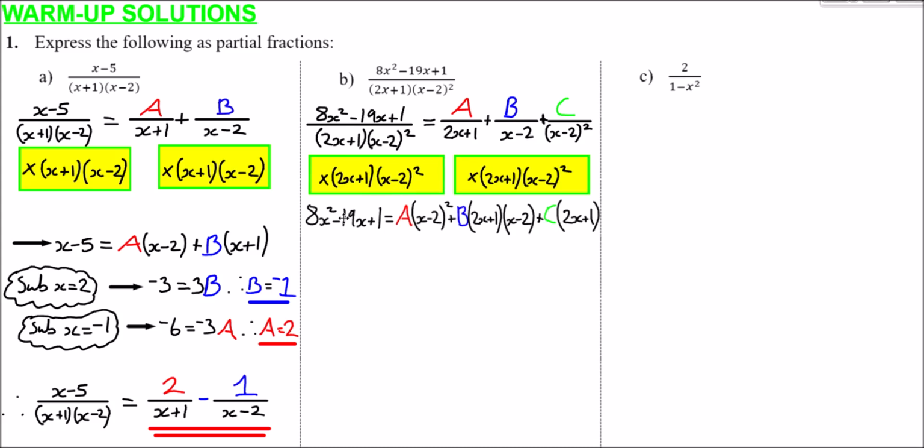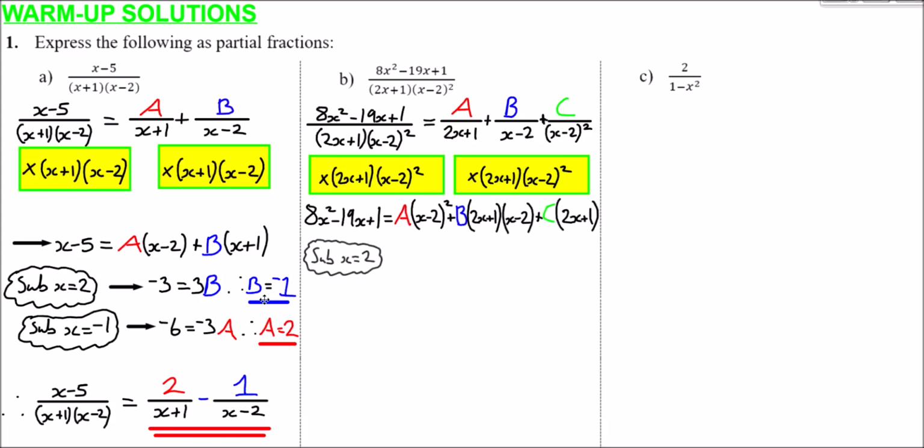We're going to have 8x squared minus 19x plus 1 equals a multiplied by (x minus 2) squared plus b multiplied by (2x plus 1)(x minus 2) plus c multiplied by (2x plus 1). Now we just need to carefully consider which of the 3 numbers we can substitute in for x will allow for cancellations for a, b or c, so we can focus on just working out one constant at one time.